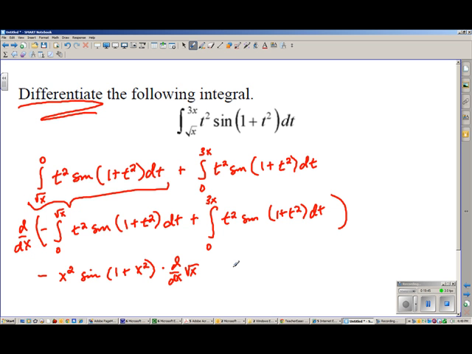Working with this right side, won't it be plus now, putting in 3x and squaring it, won't that give us 9x squared times the sine of 1 plus 9x squared? And won't we have to multiply that by the derivative of 3x? So the final step might look like this.